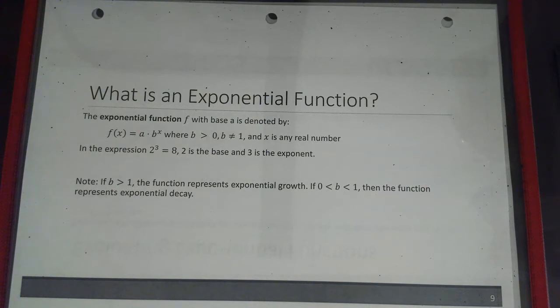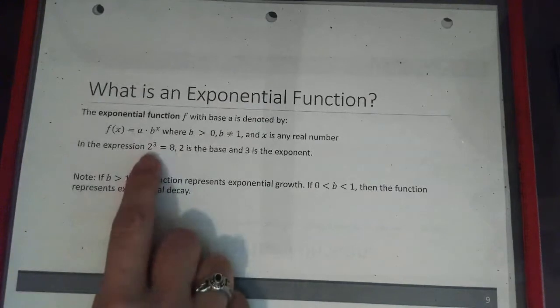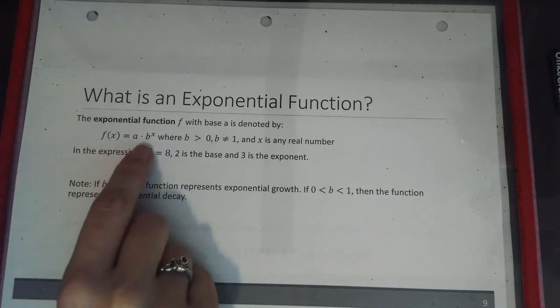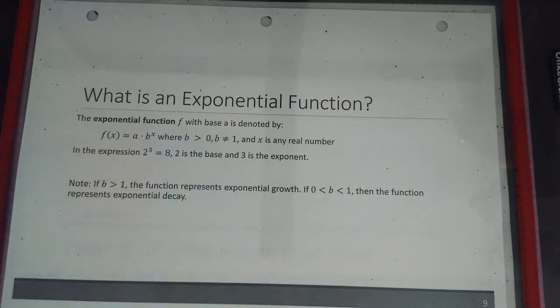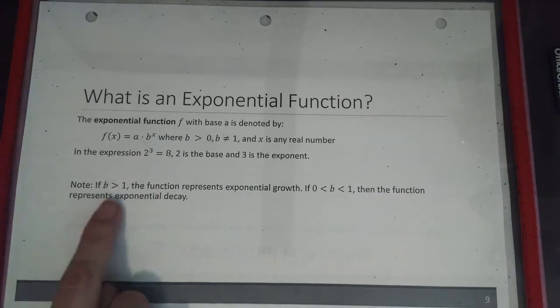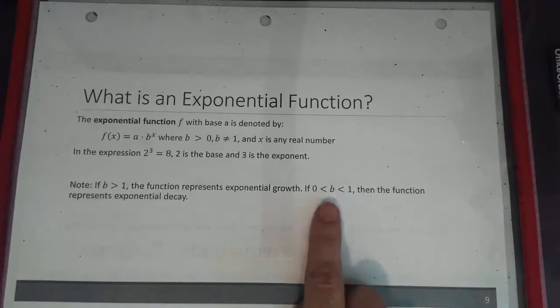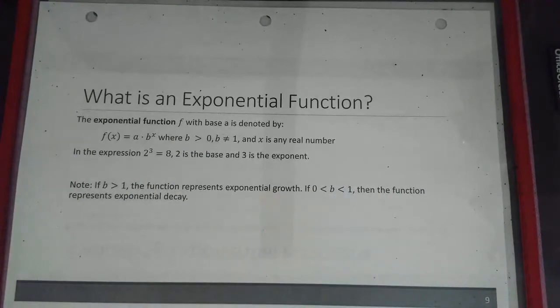In the expression 2 to the third power equals 8, we call 2 the base and 3 the exponent. So in our exponential function, b is our base and x is our exponent. What makes this an exponential function is our variable x is in the exponent. Something that we'll see along the way is if our b value is greater than 1, then our function is going to be growing as x increases, so we call that exponential growth. And if our b value is between 0 and 1, so something like 1/2 or 1/3 or 1/12, then the function is going to be decaying as x increases, so we call that exponential decay.